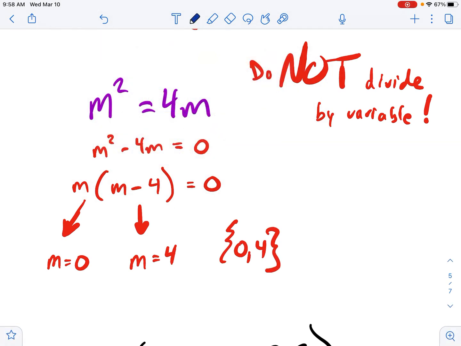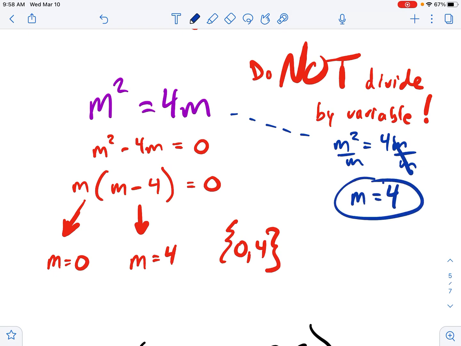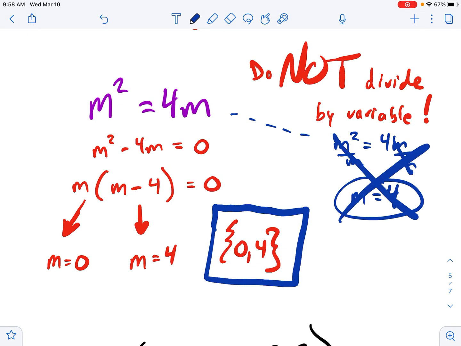Now, just as an exploration, let's pretend we divided by a variable. And I'll show you what happens. You get m equals 4. That's great. That's wrong, because actually the solution is 0 and 4. So that's why you don't divide by a variable, because you lose a solution. And also because one of the solutions is 0, you basically just divide by 0, and that's bad.